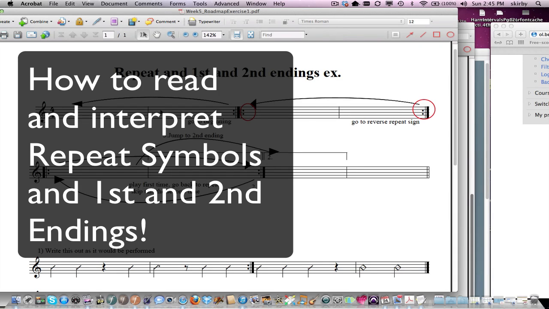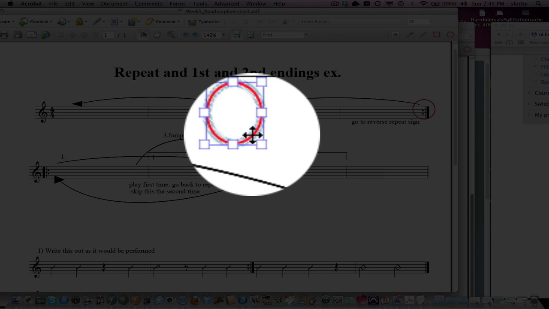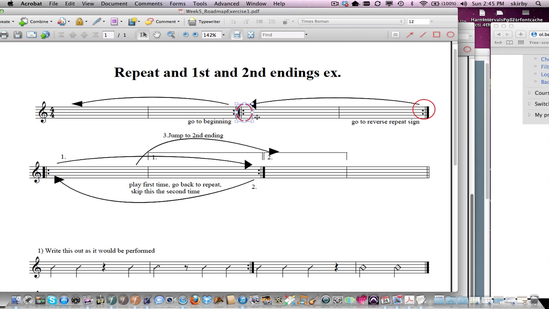Repeat symbols and first and second endings. This is a repeat sign. This is a forward repeat sign. It has the dots facing to the right. This is a backwards repeat sign. This has the dots facing to the left.